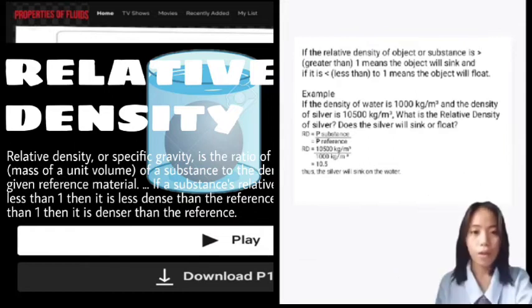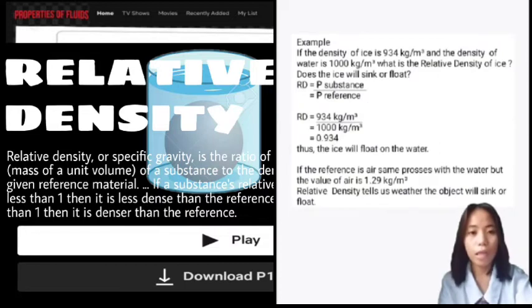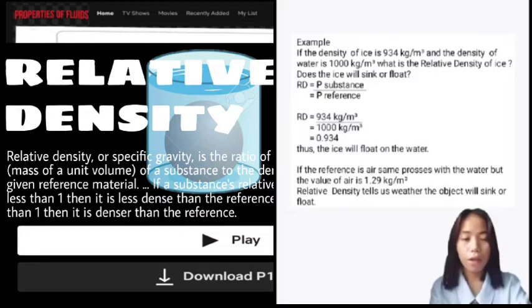Since same sila ng unit, mag-cancel out lang tayo. Ang nakuha nating relative density ng silver is 10.5, means greater than 1 siya. The silver will sink in the water. And the relative density of ice is 0.934, means less than 1, magpo-float siya sa tubig. And if the reference is air, same process lang siya gaya ng water, but the value of air is 1.29 kg per cubic meter.